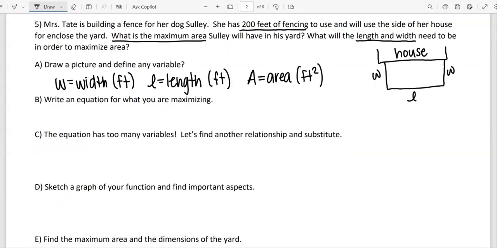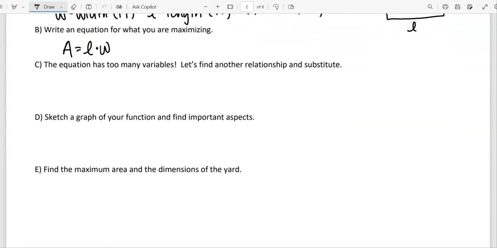How do I find the area of this rectangle? So A equals length times width, okay? That's part B. But our equation has too many variables. So let's find another relationship and substitute. What have I not used yet? Ooh, the 200. And the 200 is my feet of fencing, right?